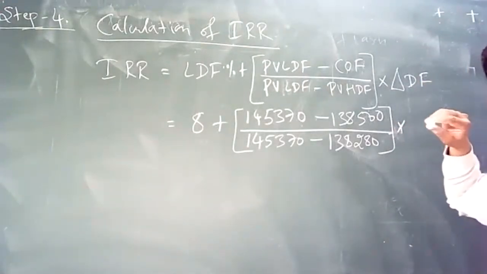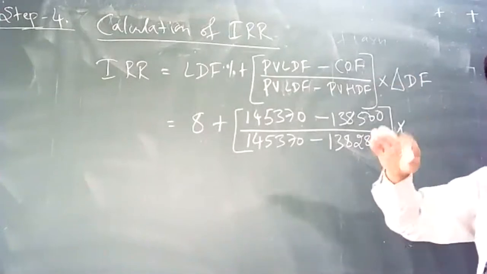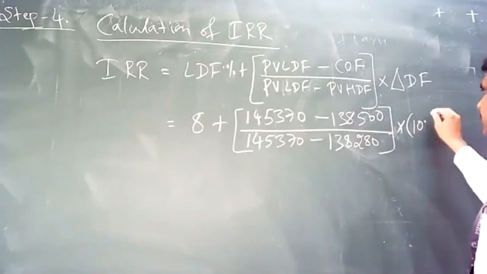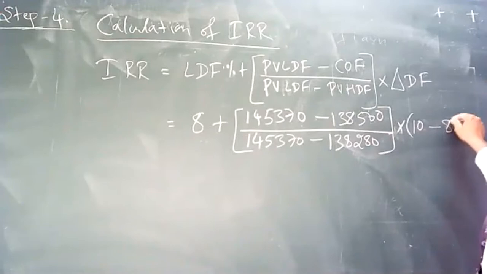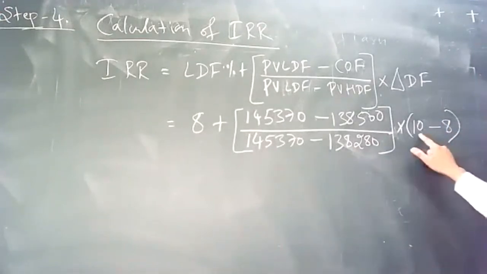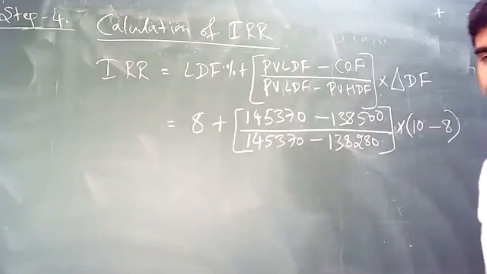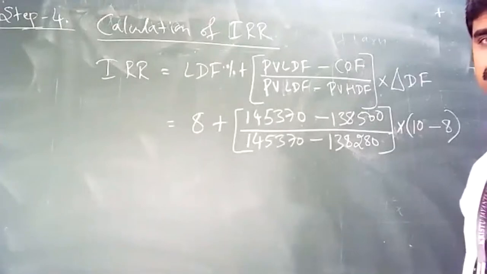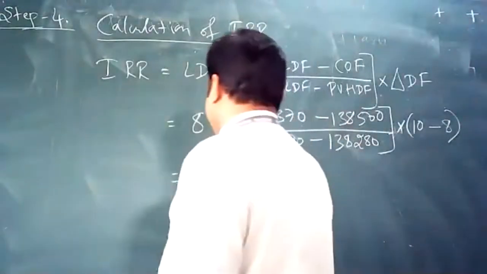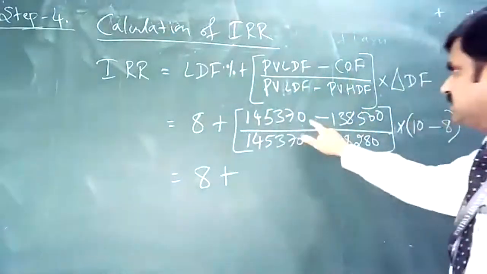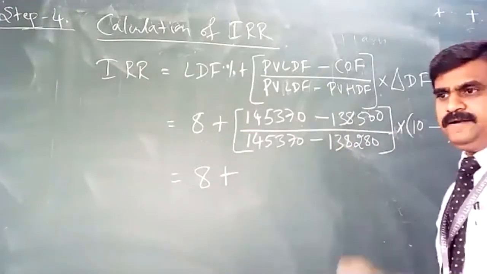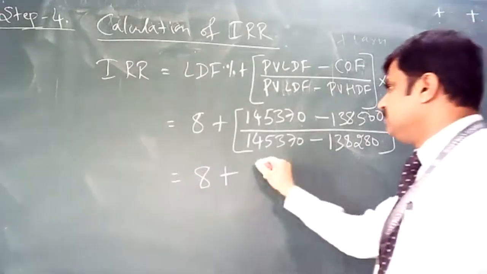Now we need the change in DF. What is that change in DF? Delta DF, HDF minus LDF. HDF is 10% and LDF is 8%. So now you simplify further. In the numerator, 1,45,370 minus 1,38,500 gives 6,870.